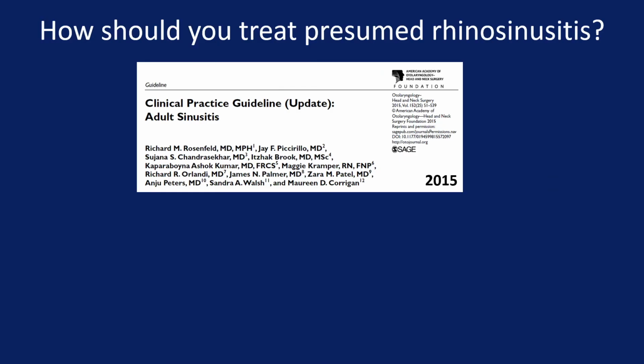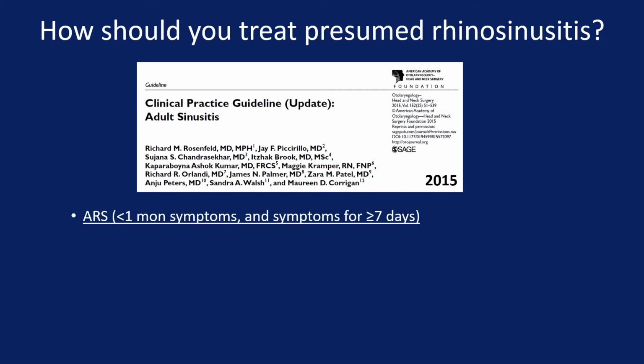Okay, so what I'm going to do is just summarize this 2015 article that I sent out to you guys. I know you got it kind of last minute yesterday, but it is a good read. It's not too long. And here's the gist for adult sinusitis. Acute sinusitis, which again is less than 1 month of symptoms, when those symptoms have been present for 7 or more days, because until then, presumably it's a virus, most of the time anyways.